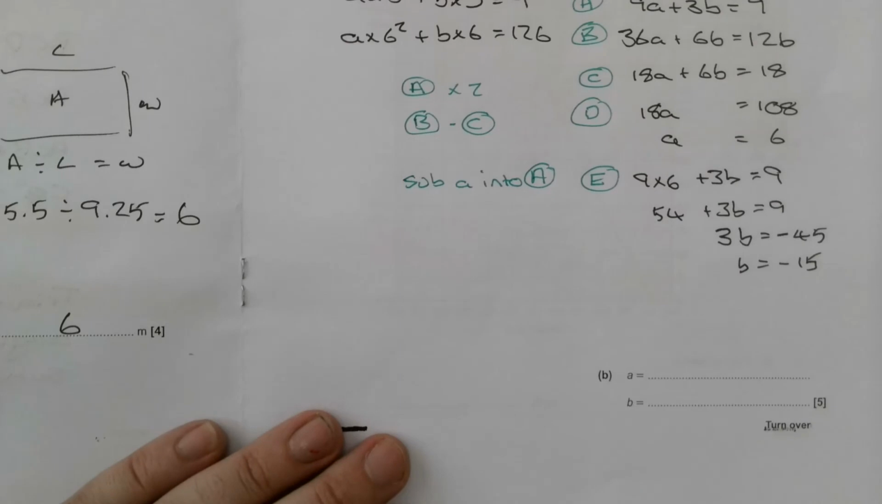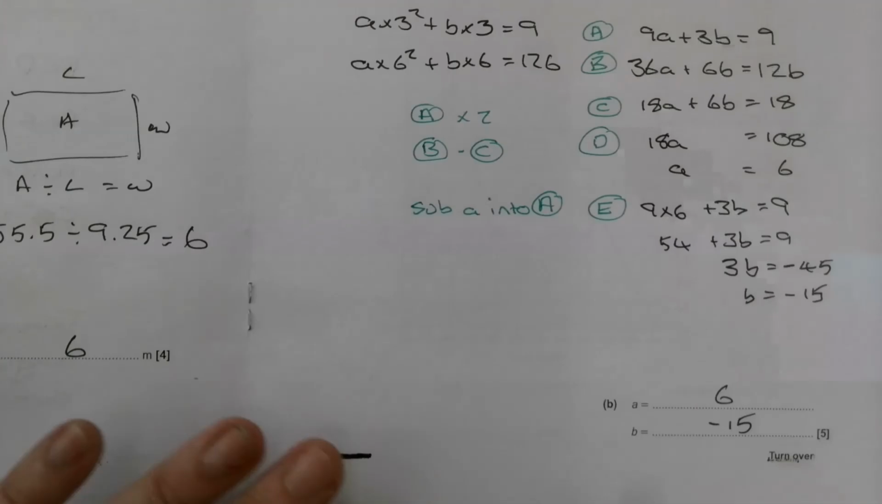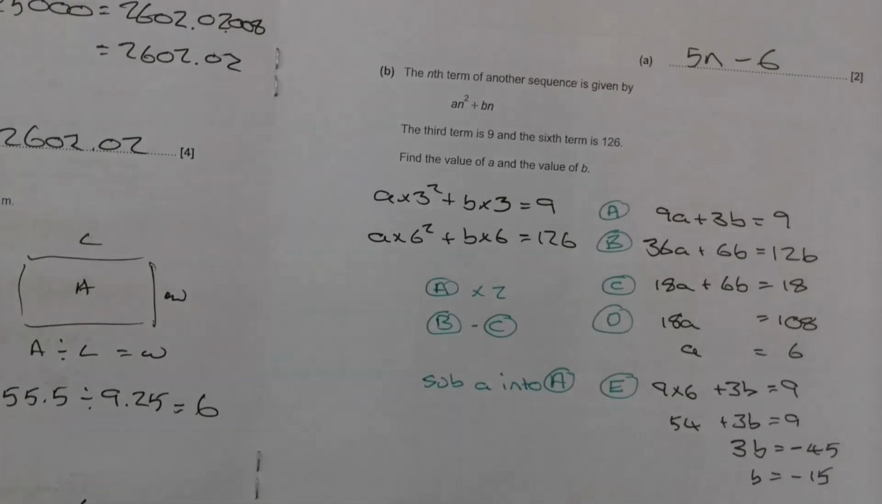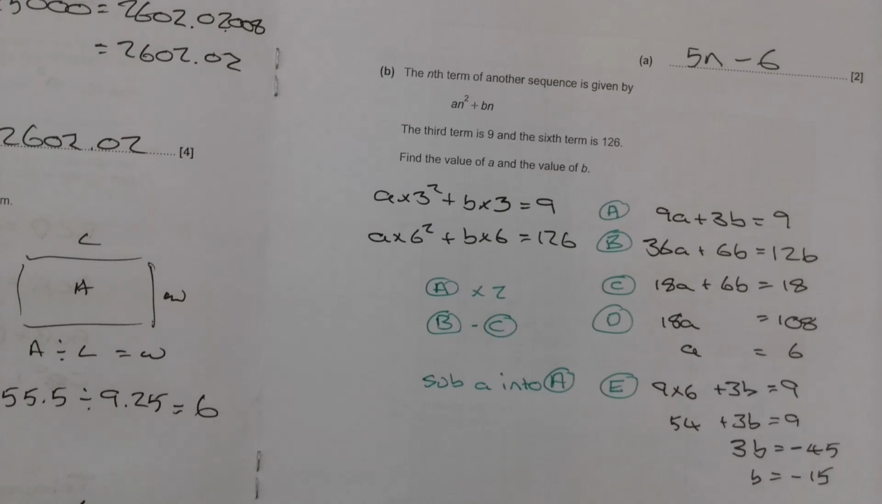And then we just need to put that on our answer line. A was 6 and b was minus 15. If we had time, we could take a and b that we've just worked out and substitute them into equation B, and it should work out to be 126.